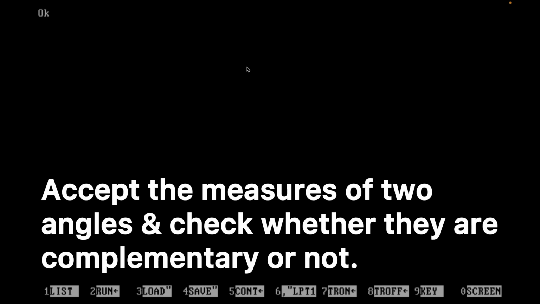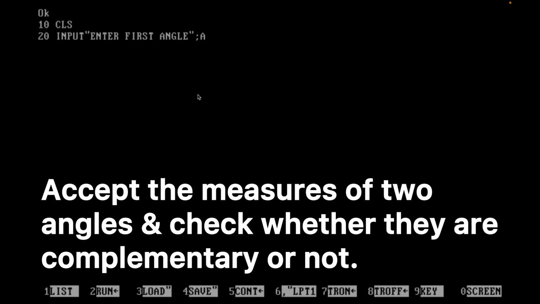Alright. Here the question says, accept the measures of two angles and check whether they are complementary or not. What do you mean by complementary angle? When you add given two angles and you get the sum as 90 degree, it is called complementary angle. So let's start. 10 CLS, 20 input, open inverted comma, enter first angle, close inverted comma, give semicolon, and write A.